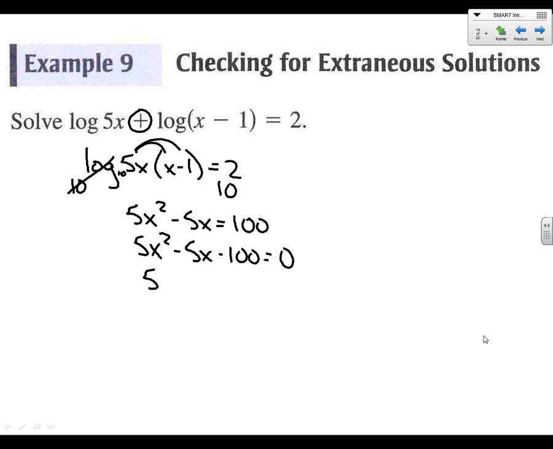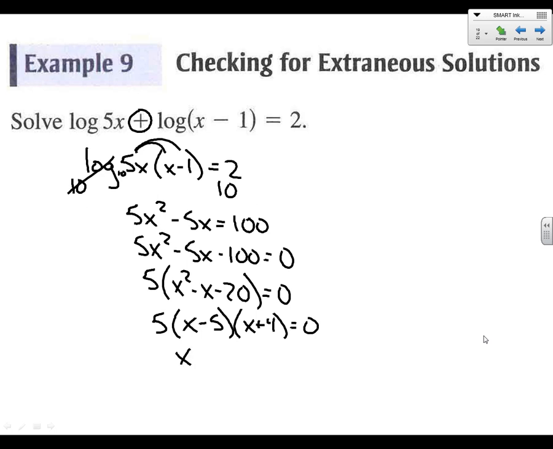Pull out the 5. X squared minus x minus 20. 5 times 20 is 100. And then we'll have 5, x minus 5, and x plus 4. And so our two solutions are x equals 5 or negative 4. Except you need to plug in and check to make sure this works.